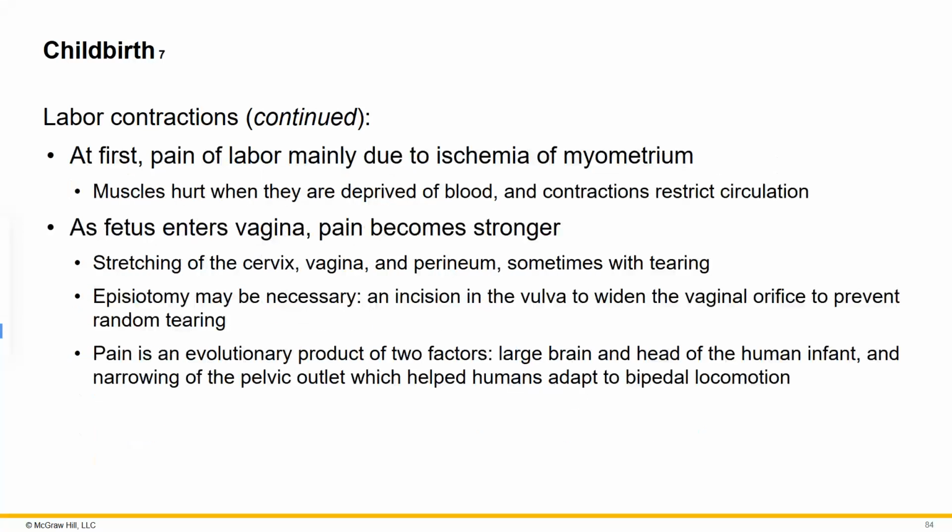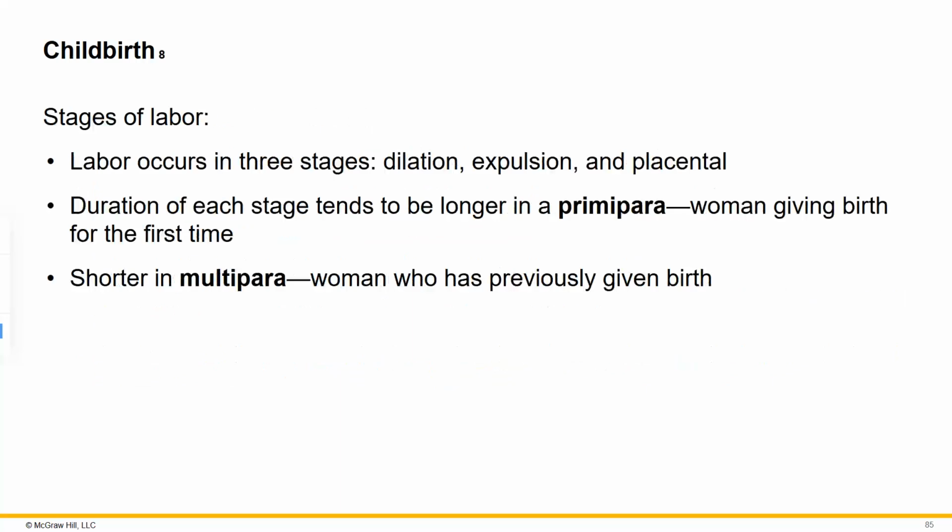At first, the pain of labor is mainly due to ischemia of the myometrium, but as the fetus enters the vagina, the pain becomes stronger, from the stretching of the cervix, vagina, and perineum, sometimes with tearing. Episiotomy may be necessary, and that's an incision in the vulva to widen the vaginal orifice to prevent random tearing. Pain is an evolutionary product of two factors: the large brain and head of the human infant and the narrowing of the pelvic outlet, which helped humans adapt to bipedal locomotion.